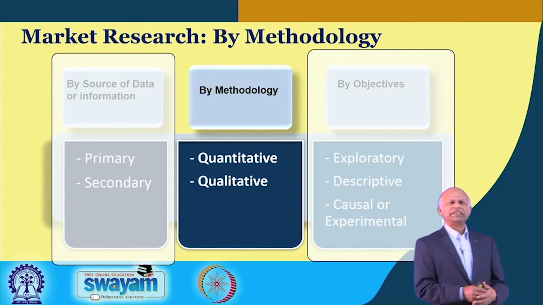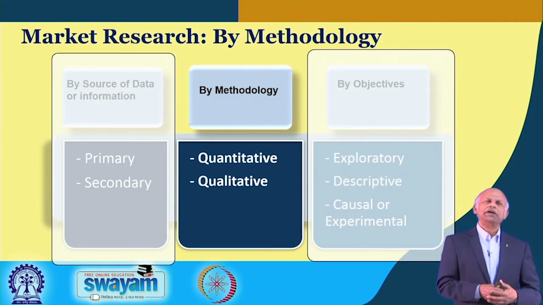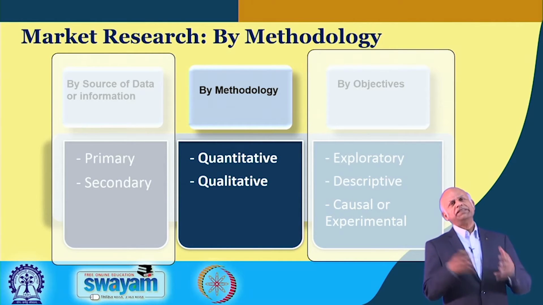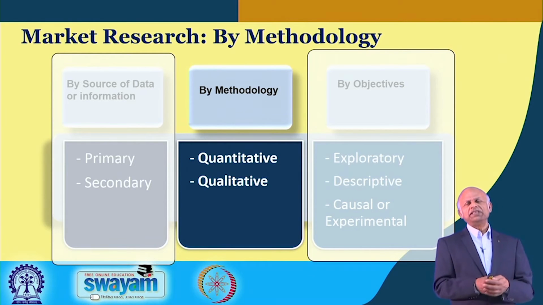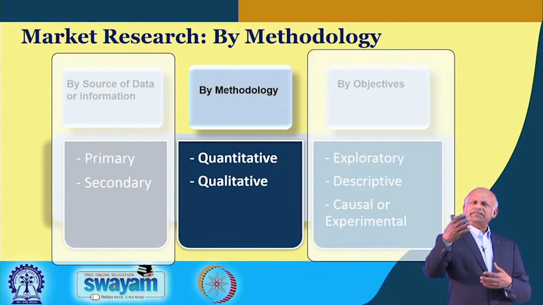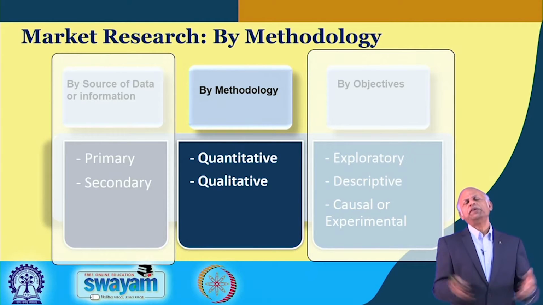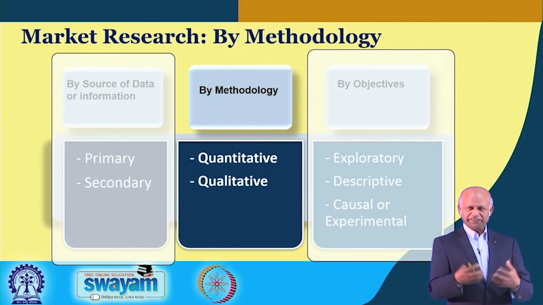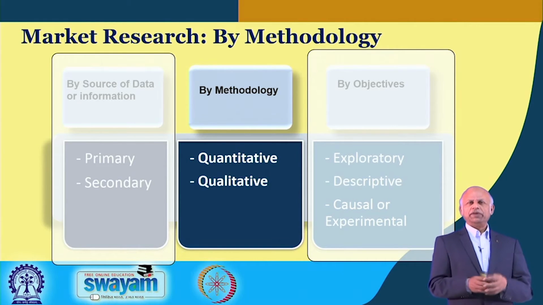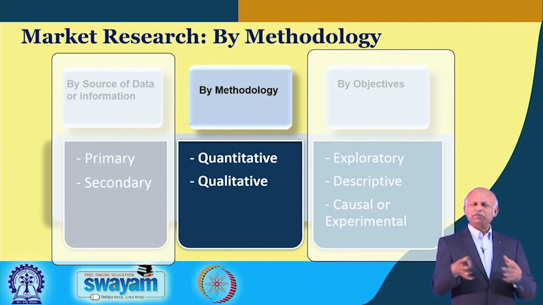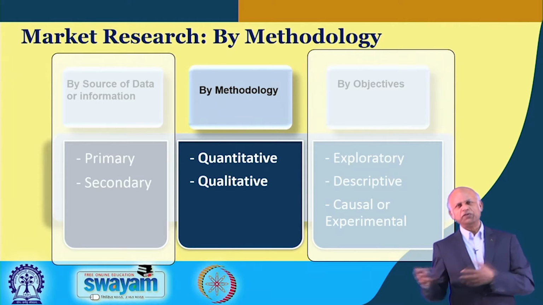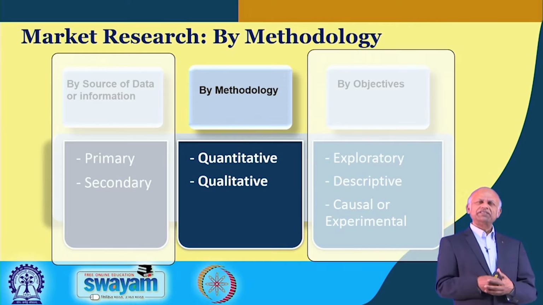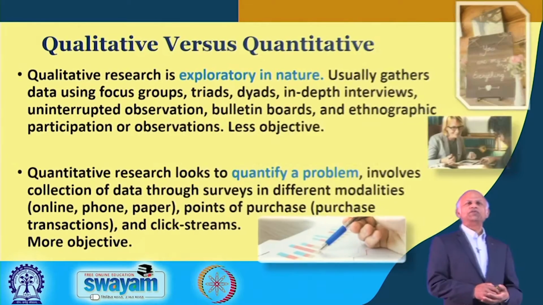Now, after primary and secondary, or after market research by sources of data, the next one is by methodology, and methodology can be quantitative or qualitative. Quantitative means you ask a question that elicits a response in terms of some numerical data, so that you get a numerical value and it becomes objective. Whereas, in qualitative, maybe you ask a question where people express their level of satisfaction, something like good, bad, or very good, which is a kind of qualitative answer, and it is not objective, it is subjective. So, let us move forward.